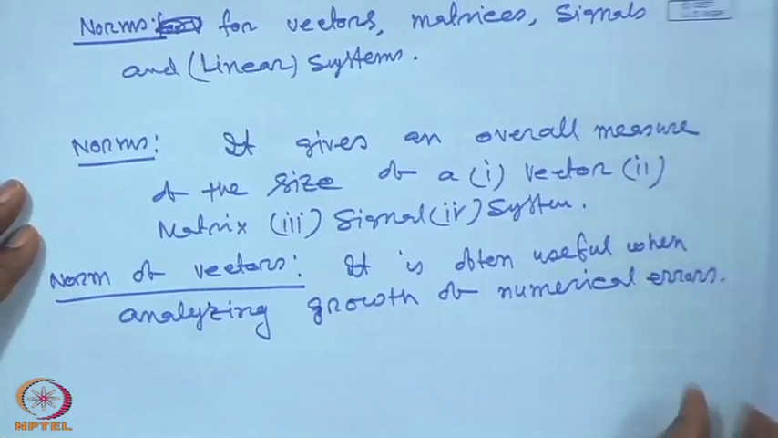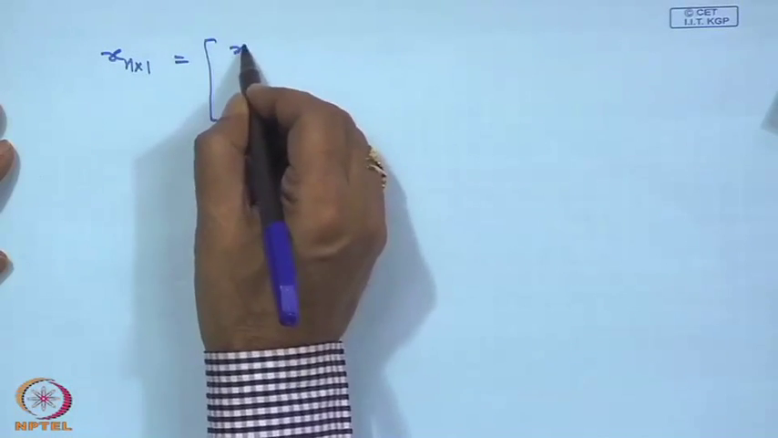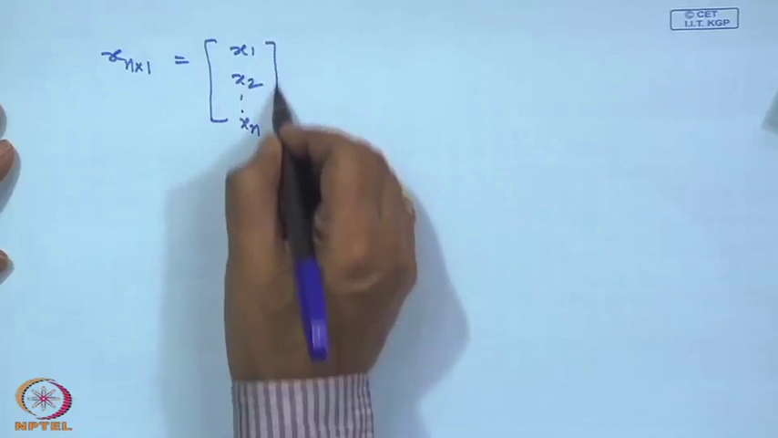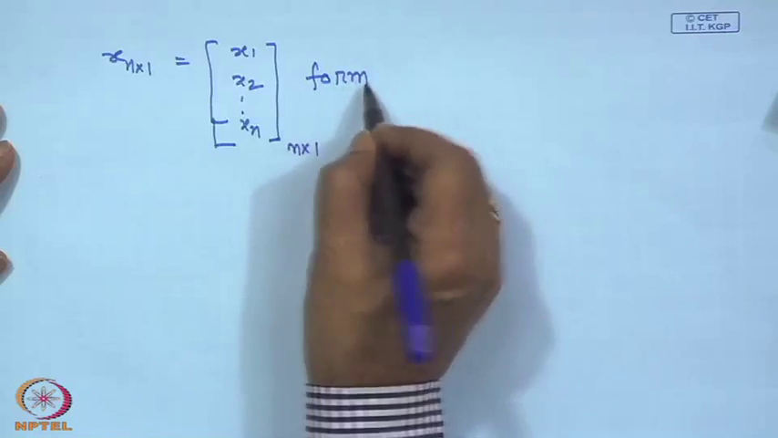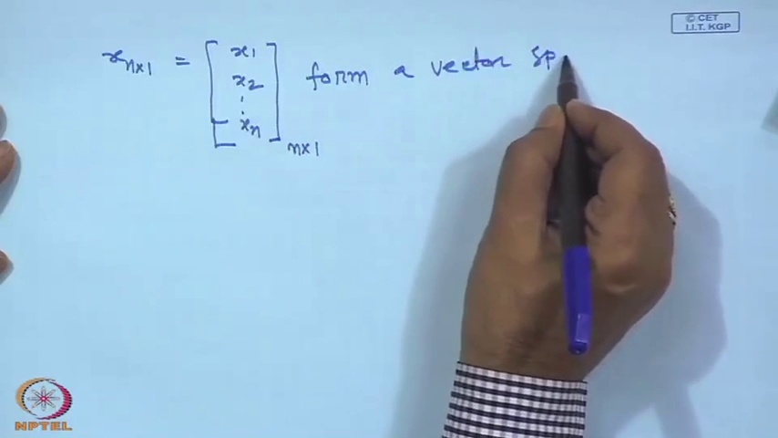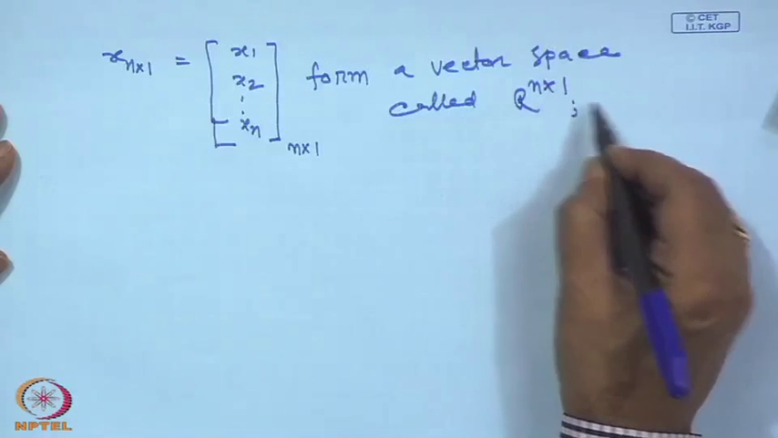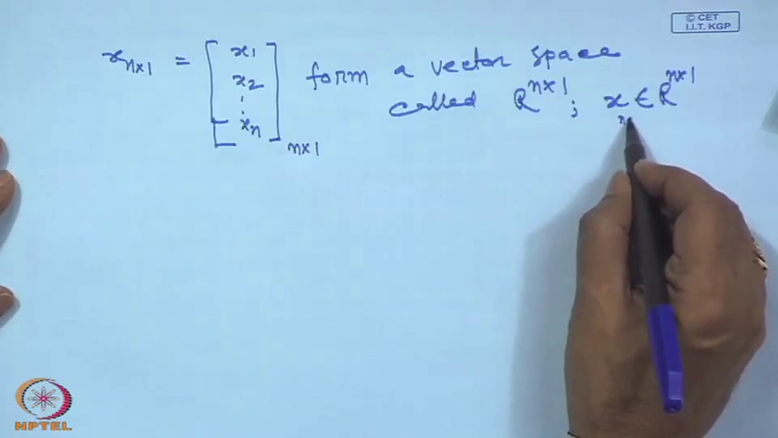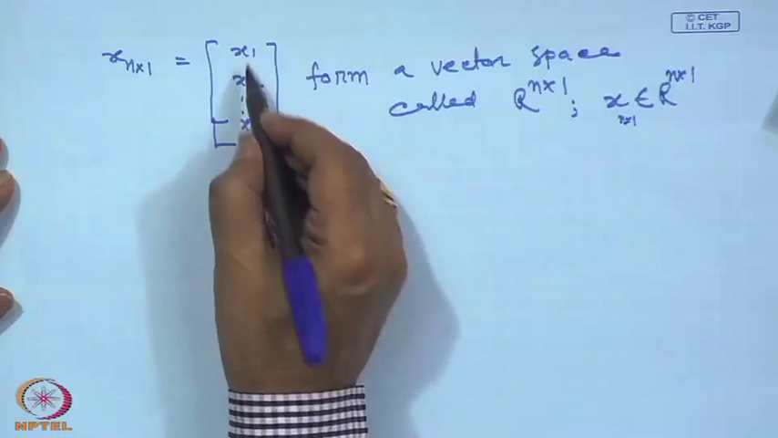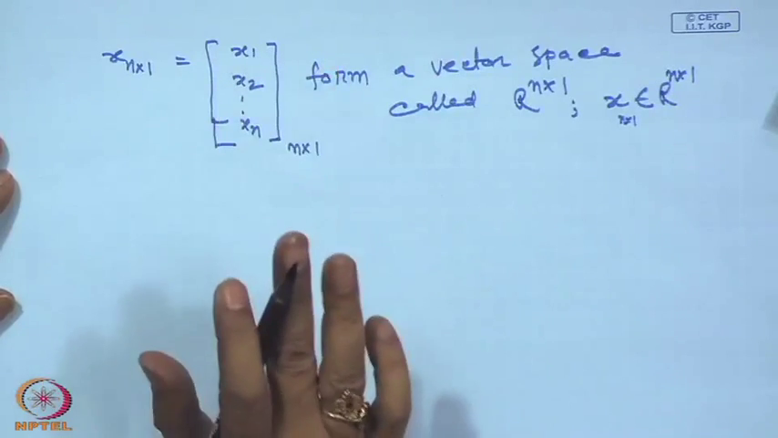Let us see how to find the norm of a vector. There are different norms, used in different contexts. Let us say we have a vector whose dimension is n, written as x1, x2, up to xn, the elements of this vector. This is a vector of dimension n cross 1, n rows and one column, and this forms a vector space called R to the n cross 1. That means we can write x belongs to the vector space of dimension n cross 1. Now these are the elements of this vector, and x 1, x 2 and so on are, for the time being, constant elements.